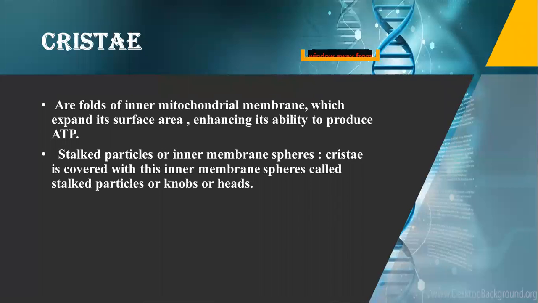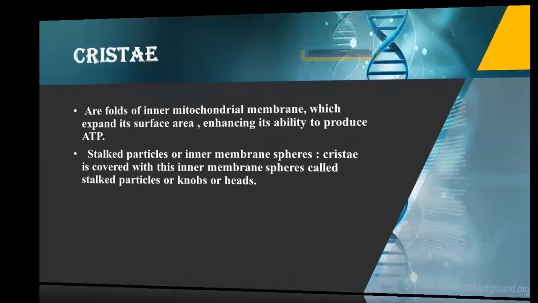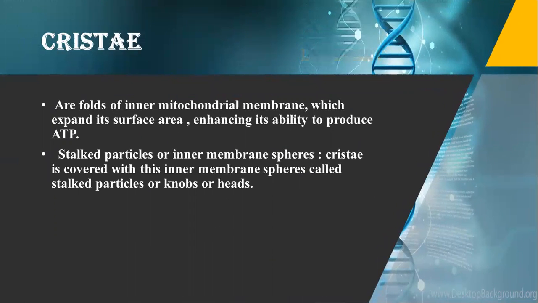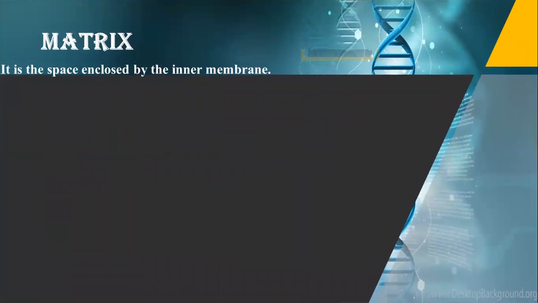Cristae. It's a main component of the mitochondria. Cristae are folds of the inner mitochondrial membrane which expand its surface area, enhancing its ability to produce ATP. Cristae are covered with inner membrane spheres called stalked particles or knobs or heads. The next component of the mitochondria is the matrix.